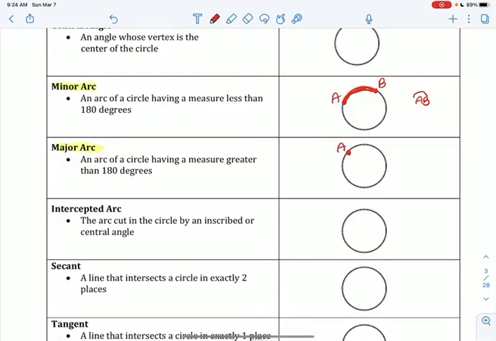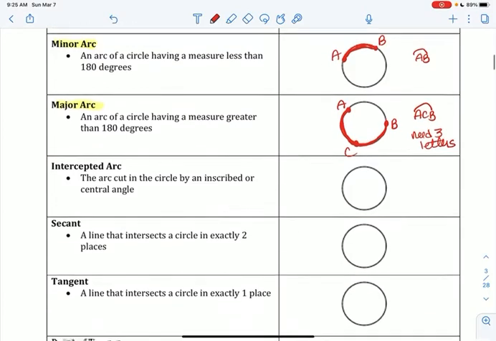Now the difference for a major arc is that I need to have 3 letters so that I know I'm going the long way around the circle. So if I want to talk about this part of the circle, that arc, I need 3 letters, and I would call it arc ACB. All right. So that's the difference between the major arc and the minor arc. For a major arc, I need 3 letters, so this way I know I'm going the long way around, and it's a major arc.